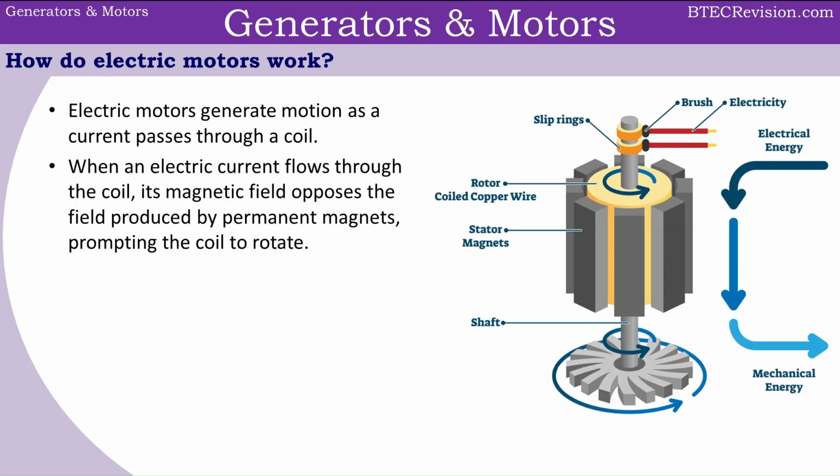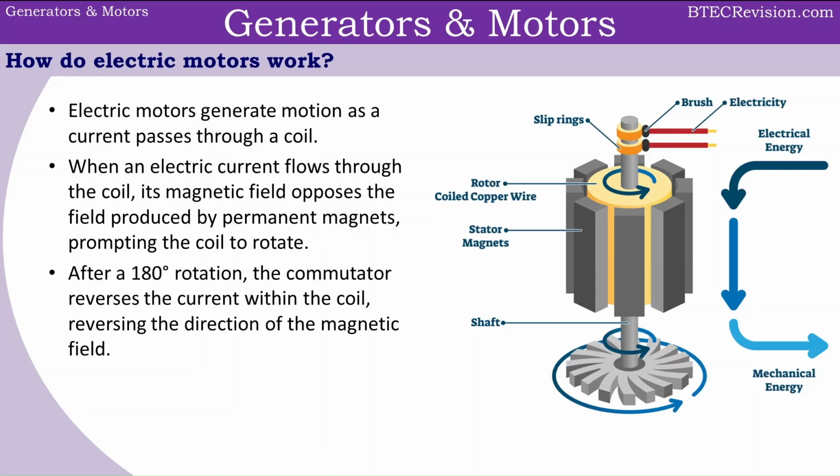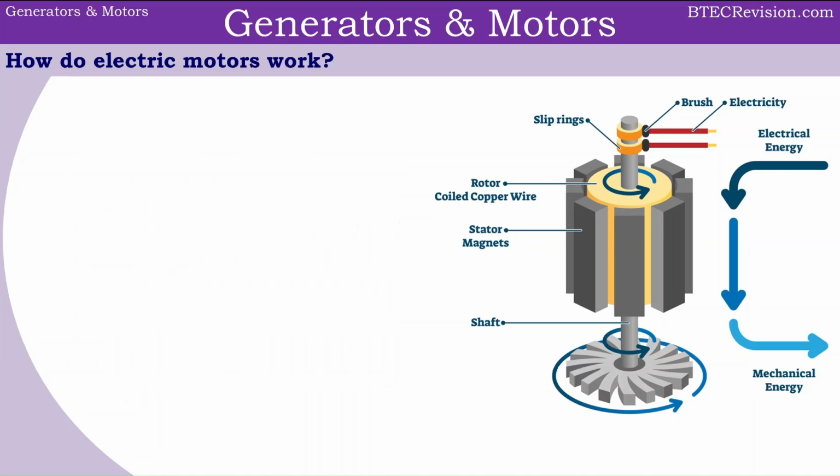When an electric current flows through the coil, its magnetic field opposes the field produced by the permanent magnets, prompting the coil to rotate. After a 180-degree rotation, the commutator reverses the current within the coil, reversing the direction of the magnetic field. And this will ensure a continuous rotational motion.